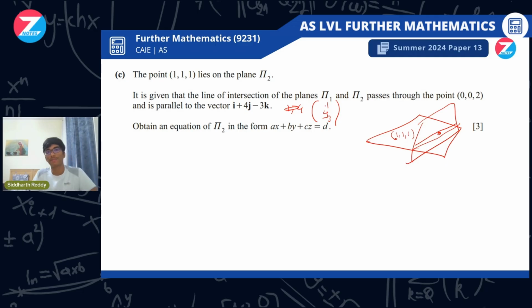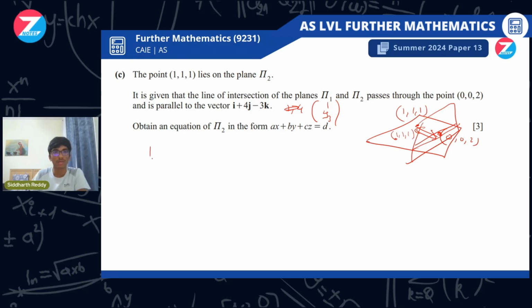Obtain an equation of pi2 in the form ax plus by plus cz is equal to d. Okay, so we have this point (0, 0, 2), and we also have another point on the plane, which is (1, 1, 1). So the direction of this, the vector PQ, can also help us find the direction vector of the normal vector of the plane.